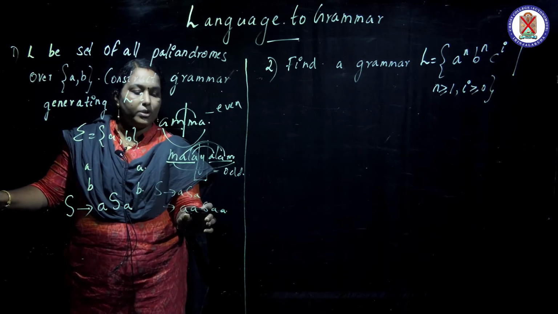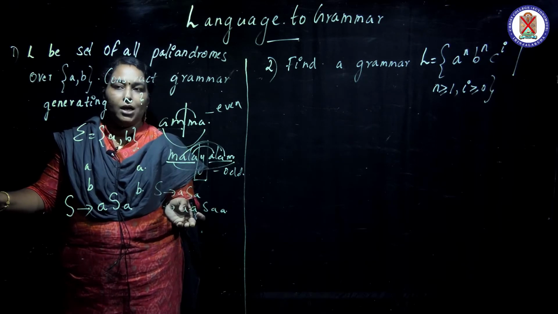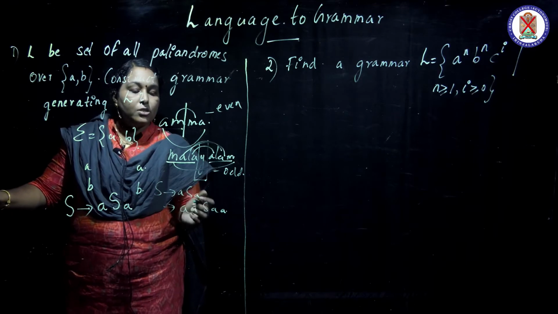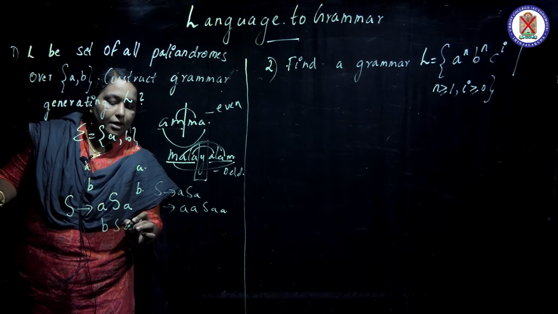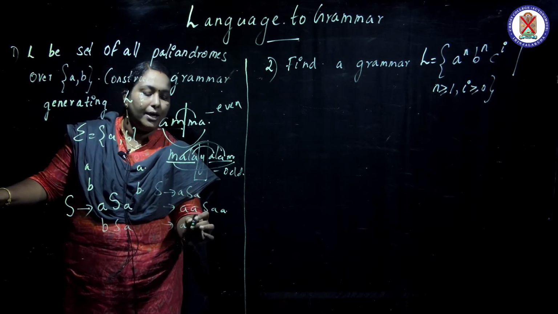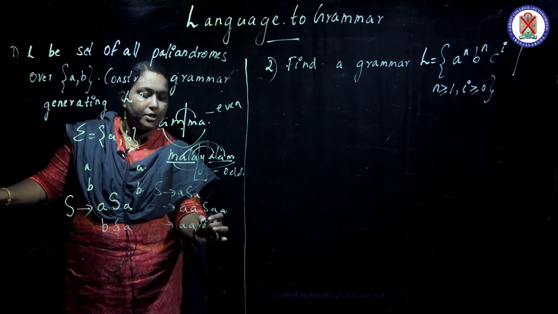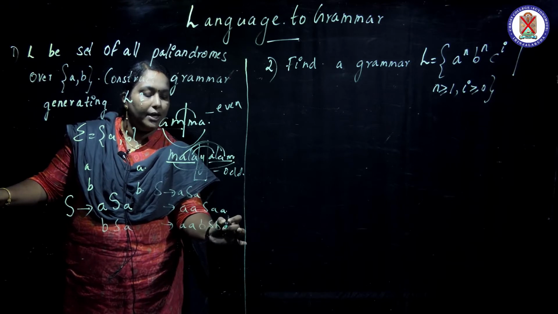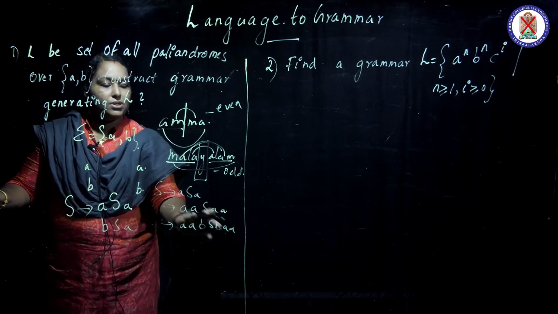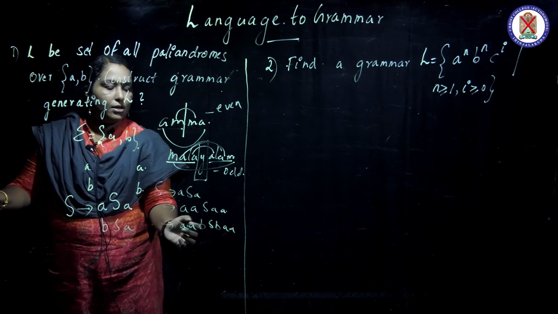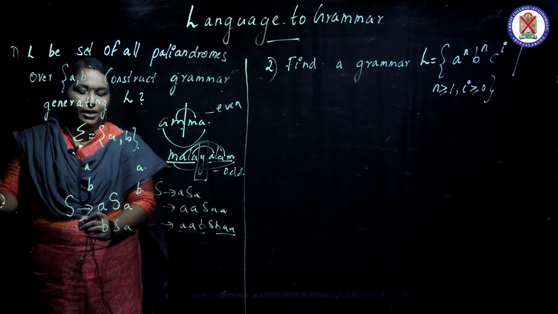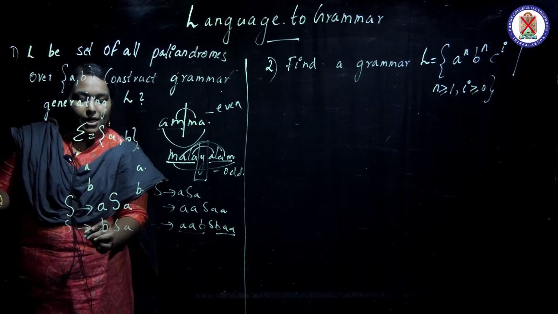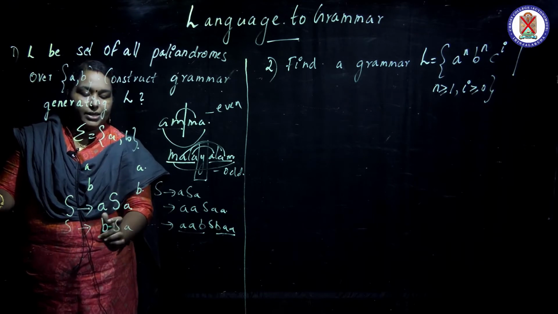It is not a alone, it can also contain b. So how will you substitute? b S a. I am substituting b, S, b, a, isn't it? So this is also a palindrome. Look here, a b, here b a come. Both are correct. So S gives a S a, or S gives b S b.